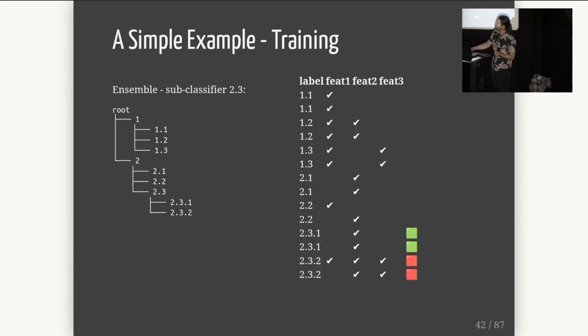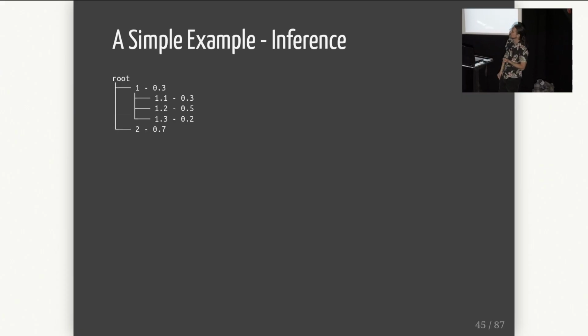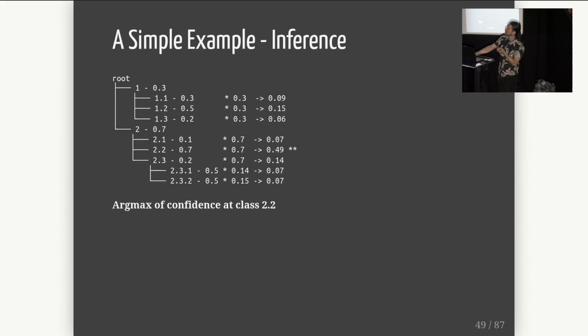So what does inference for this look like? At the root, let's say my model was 30% sure it's branch 1 and 70% it's branch 2. And then the model underneath branch 1 is 30, 50, 20 between those 3 branches. And then the one under branch 2 is 10, 70, 20 under those 3. And then I have my one weird little one underneath 2.3, and it's 50, 50. And so I just multiply these root to leaf, apply the chain rule, and I have the final probabilities for all my individual classes, just like I would have gotten from a normal one versus all or all versus all classification scheme where I'm classifying every single leaf directly.